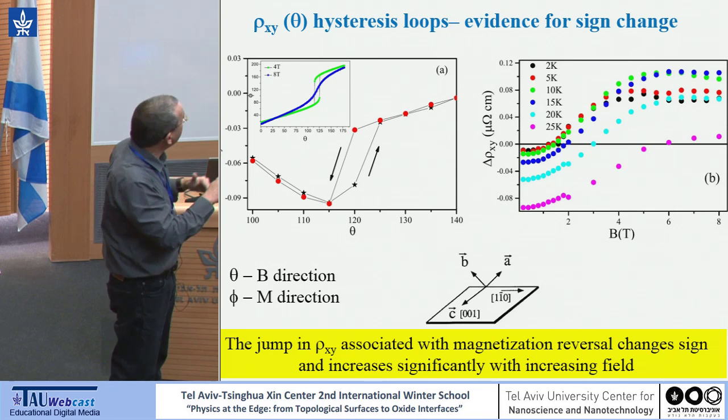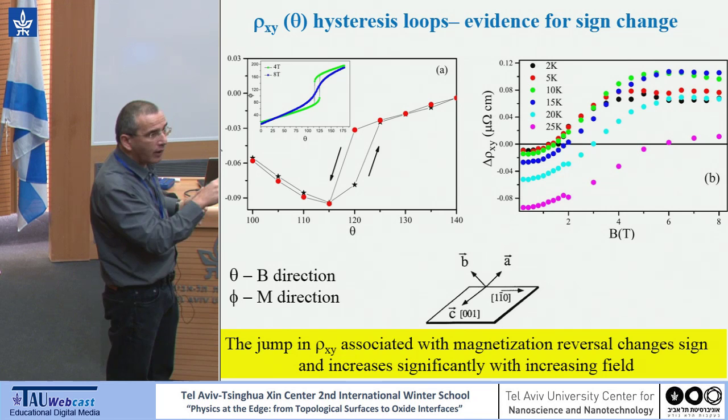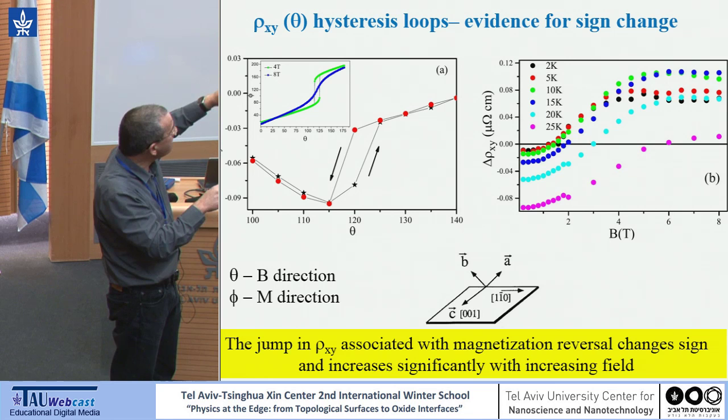And what we are looking at is what happens to the size of the jump and the sign of the jump as we are increasing the magnetic field. And what we see here, this is the delta rho xy, namely the size of the jump in the rho xy as a function of the field that we are using to rotate.